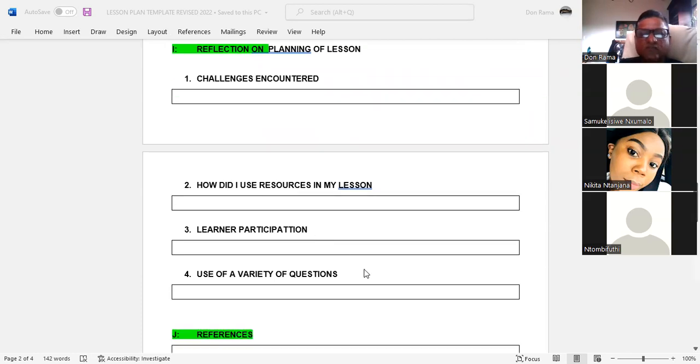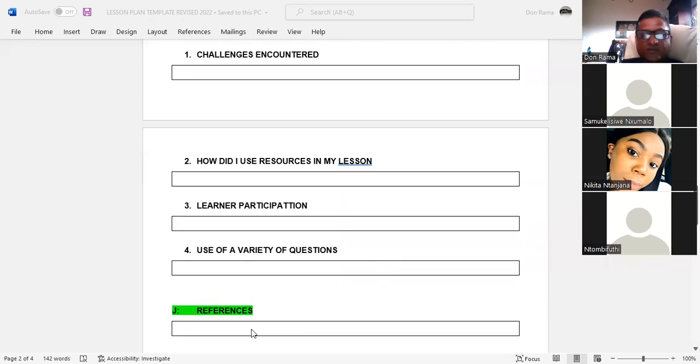Did you use a variety of questions, right? Remember when we did Bloom's taxonomy, we said there's lower, middle, and higher order questions. Did you only ask lower order questions? Did you ask questions to influence critical thinking? So this is how you reflect back on your preparation of your lesson.